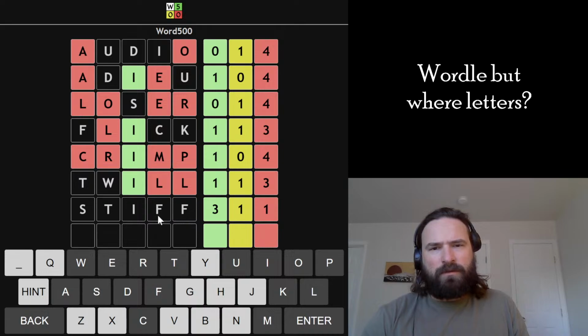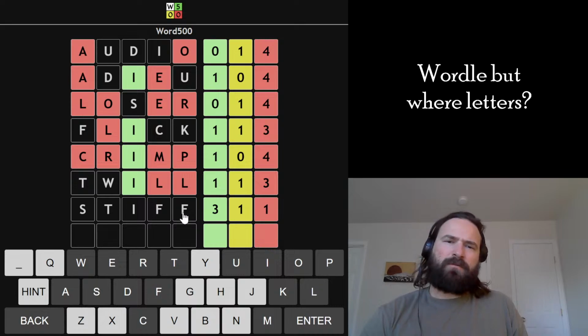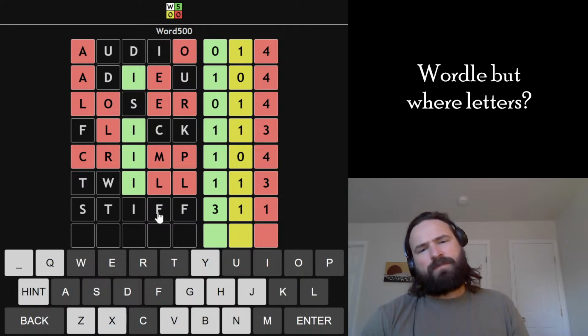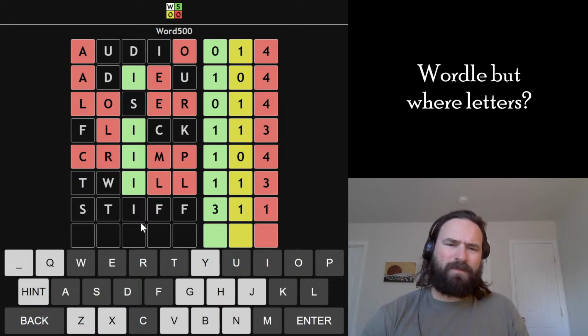So, like, one of these F's has to be green, right? Because if it wasn't, this one yellow thing is very confusing to me. So one of these F's has to be green, doesn't it? Because if one of them tried to be yellow, then the other 3 would have to be green, unless one of the F's is green and one of them's yellow, which is really weird. That probably isn't the case. One of these F's has to be green.